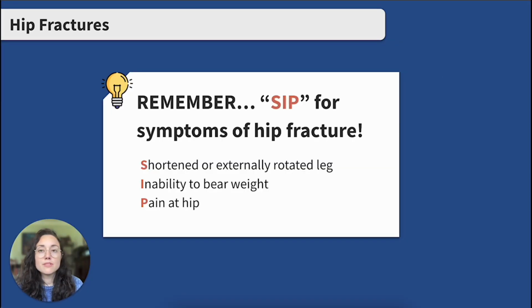To top it all off, we have a short memory tool to recognize symptoms of hip fracture. SIP, shortened or externally rotated leg, inability to bear weight, and pain at the hip. Now you'll be able to recognize and assist clients with hip fractures.